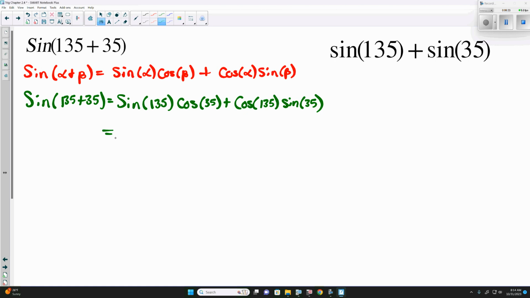Now 135 degrees is on the unit circle, and it tells us that sine is square root 2 over 2.